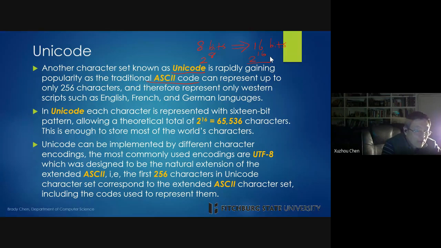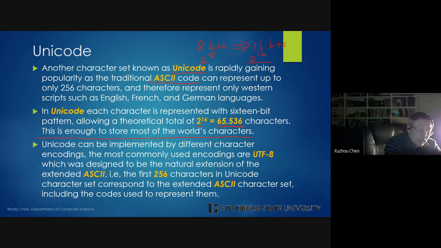Now, even with 2 to the 16 in Unicode, there are still some 16-bit binary sequences that are not defined yet, because they could not find enough characters. 2 to the 16 is 65,536 characters, and so far there are still some of the 16-bit binary sequences which are not defined yet. So that's enough to store most of the world's characters.